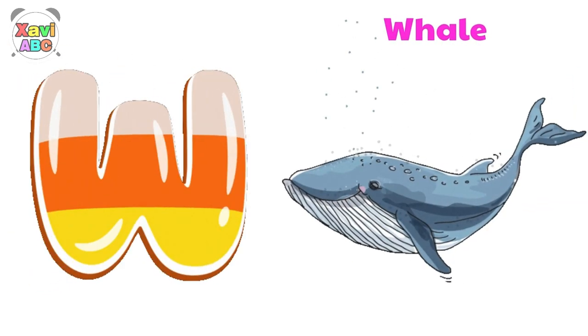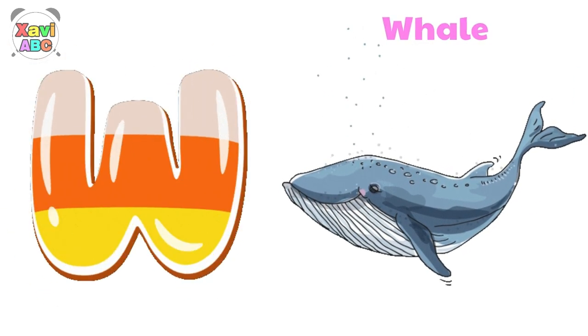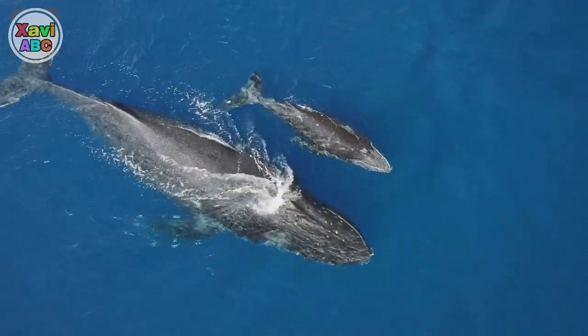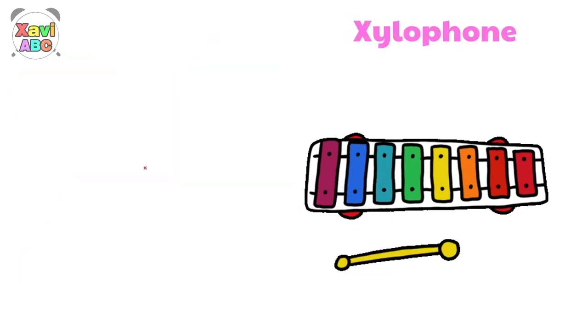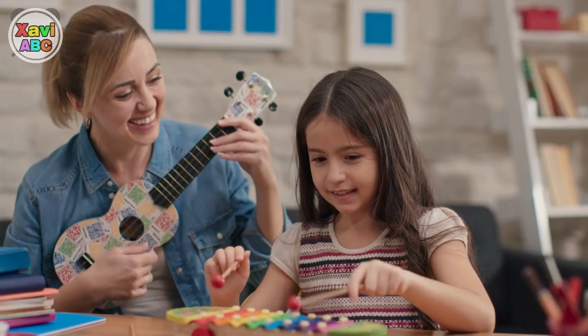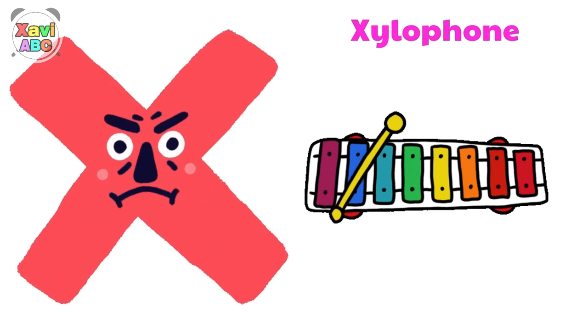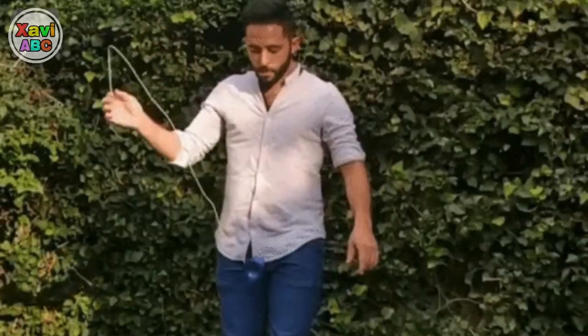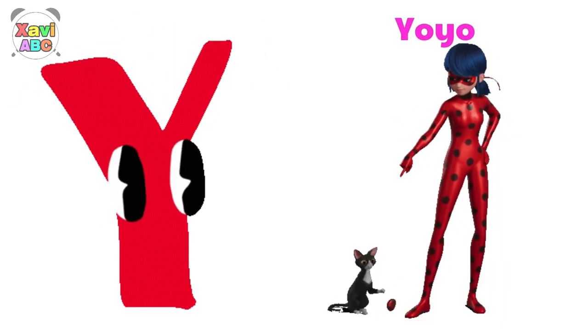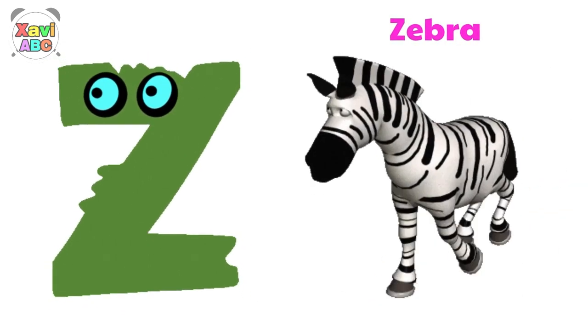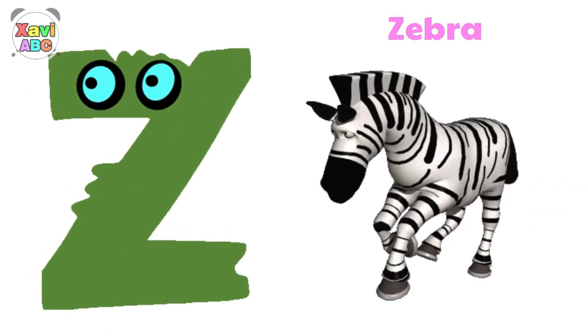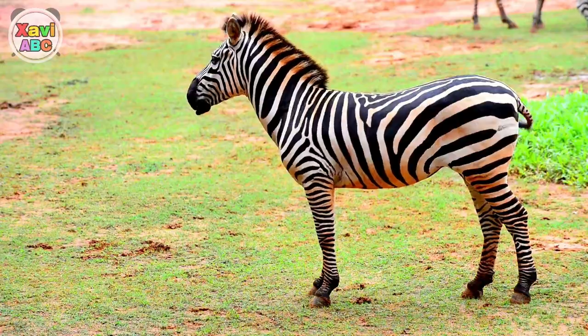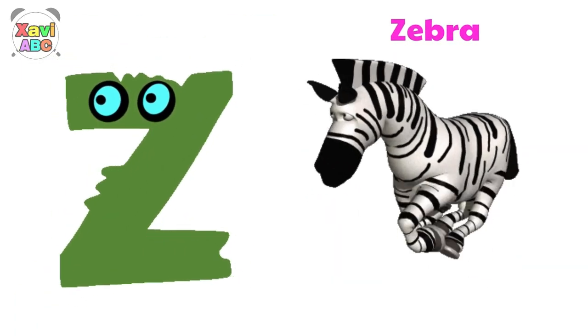W is for whale, whale. X is for xylophone. Y is for yo-yo, yo-yo. Z is for zebra, zebra.